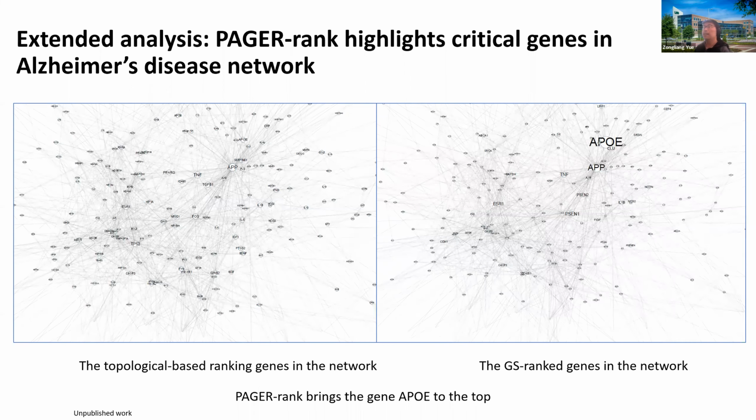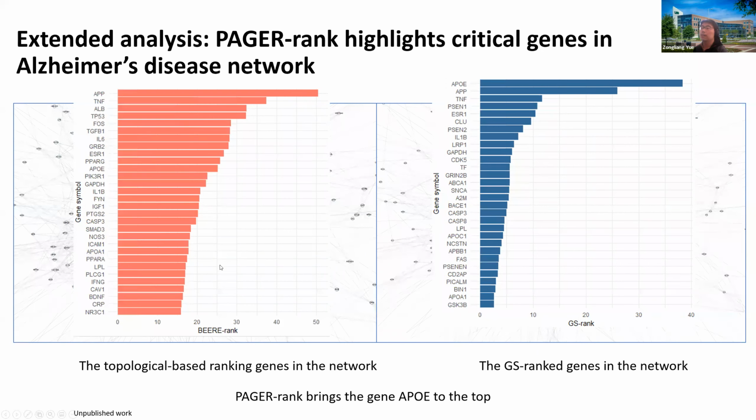In the extended analysis, we also considered that PAGER-COV-Run can highlight the critical genes. So we have used the Alzheimer disease network, for example. With some traditional topology-based ranked genes in the network, we can see those highlighted, and the font corresponds to this ranking. But with GS ranked genes, we see APOE going up to the top here.